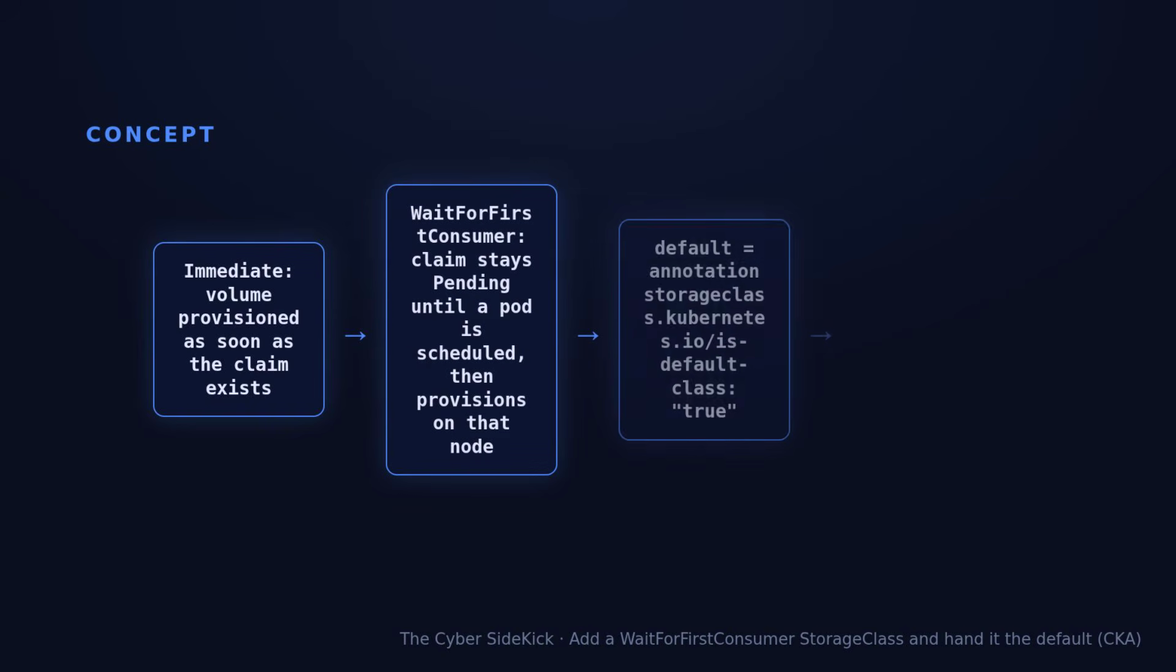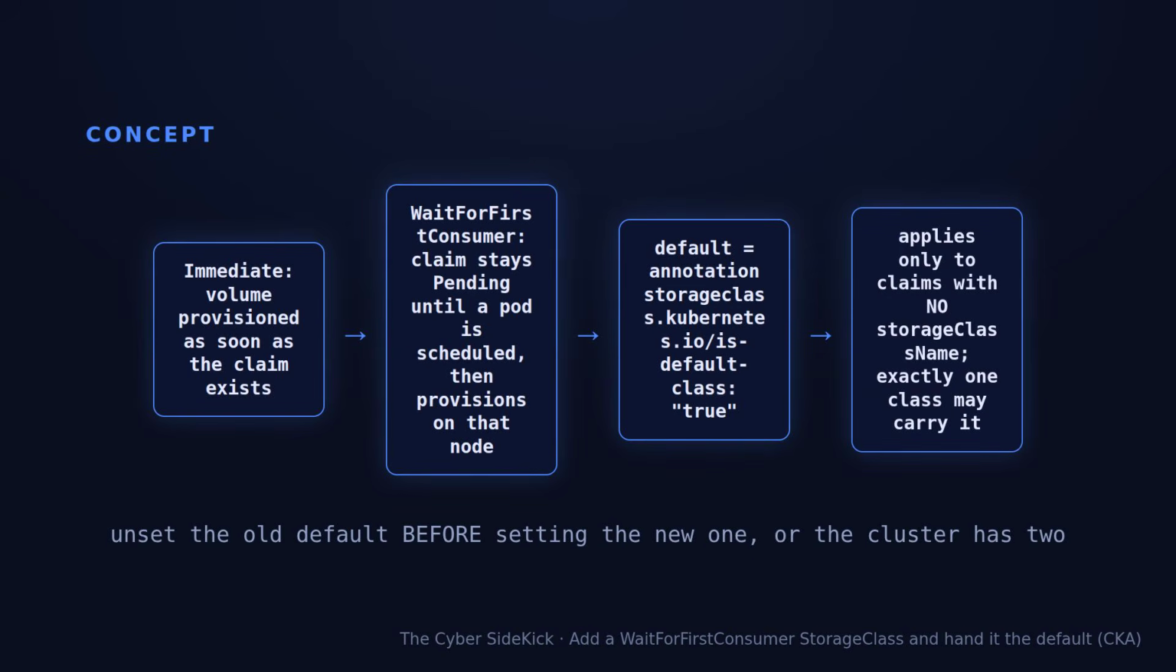2 mechanics to have straight before typing. First, binding mode. Immediate means the provisioner creates a volume as soon as the claim appears, before anyone knows which node the pod will land on. WaitForFirstConsumer means the claim sits pending on purpose until a pod that mounts it gets scheduled, and only then is the volume created on that pod's node. For node local storage, that is the correct choice, and it is what this task asks for.